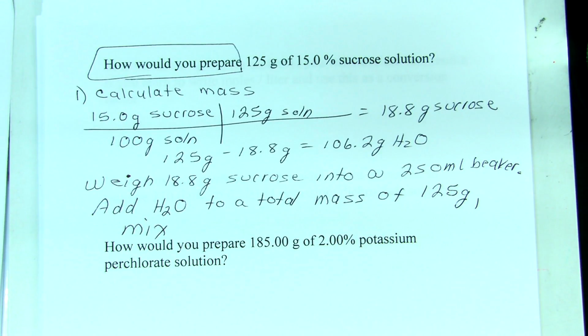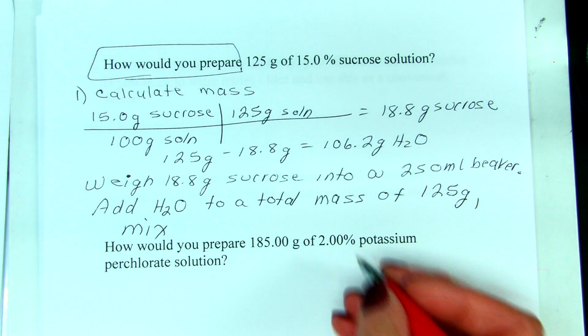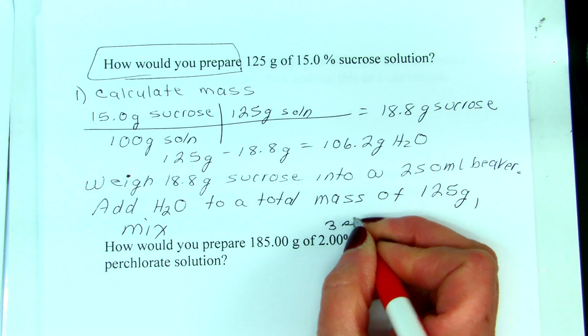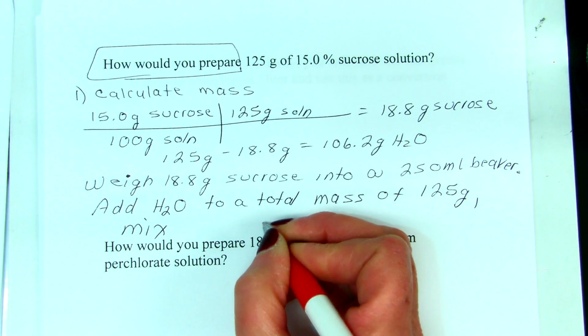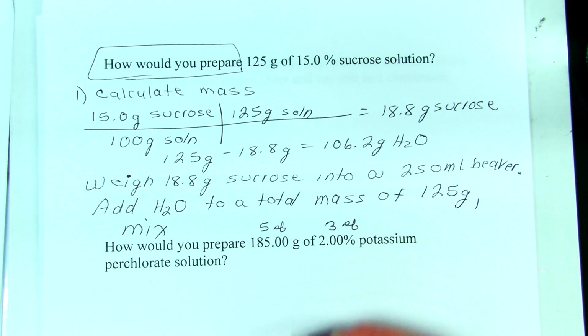Now, when I look at this problem, looking across the room, it looks like everyone set it up correctly. The biggest difference I'm seeing is a major difference in how many sig figs you reported. So when we look at this problem, I have 3 significant figures here. I have 5 significant figures in this number.